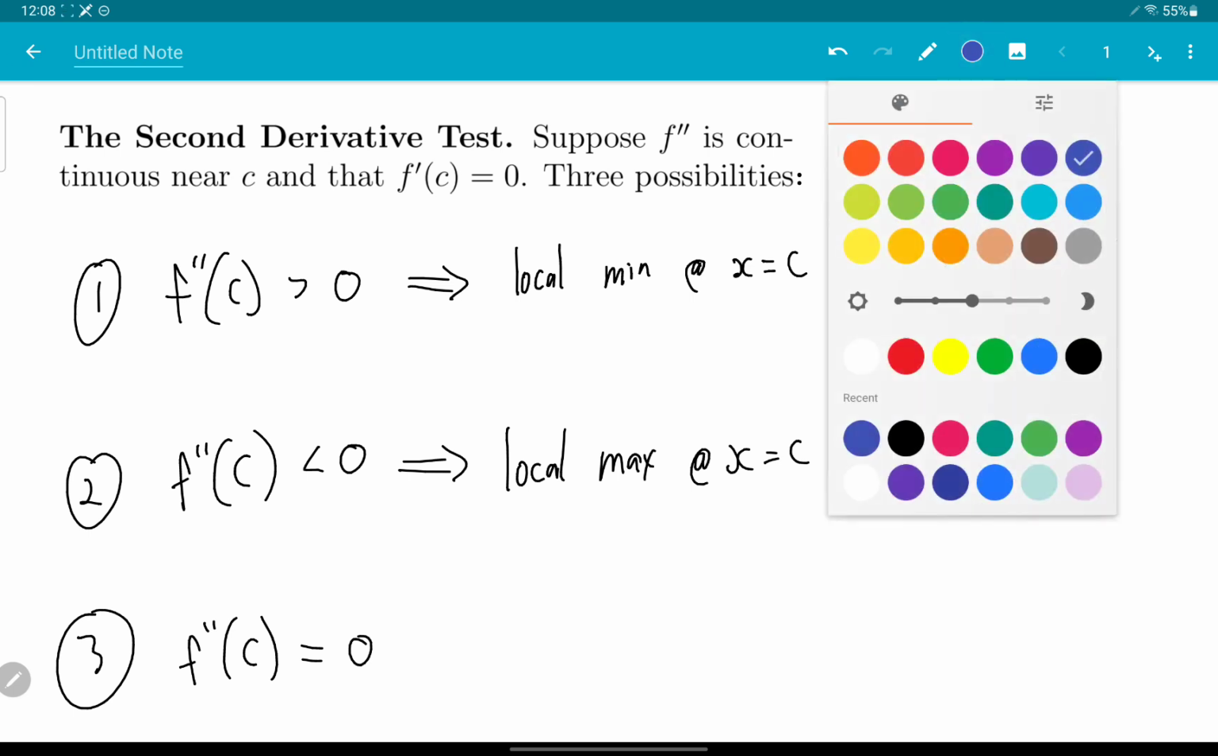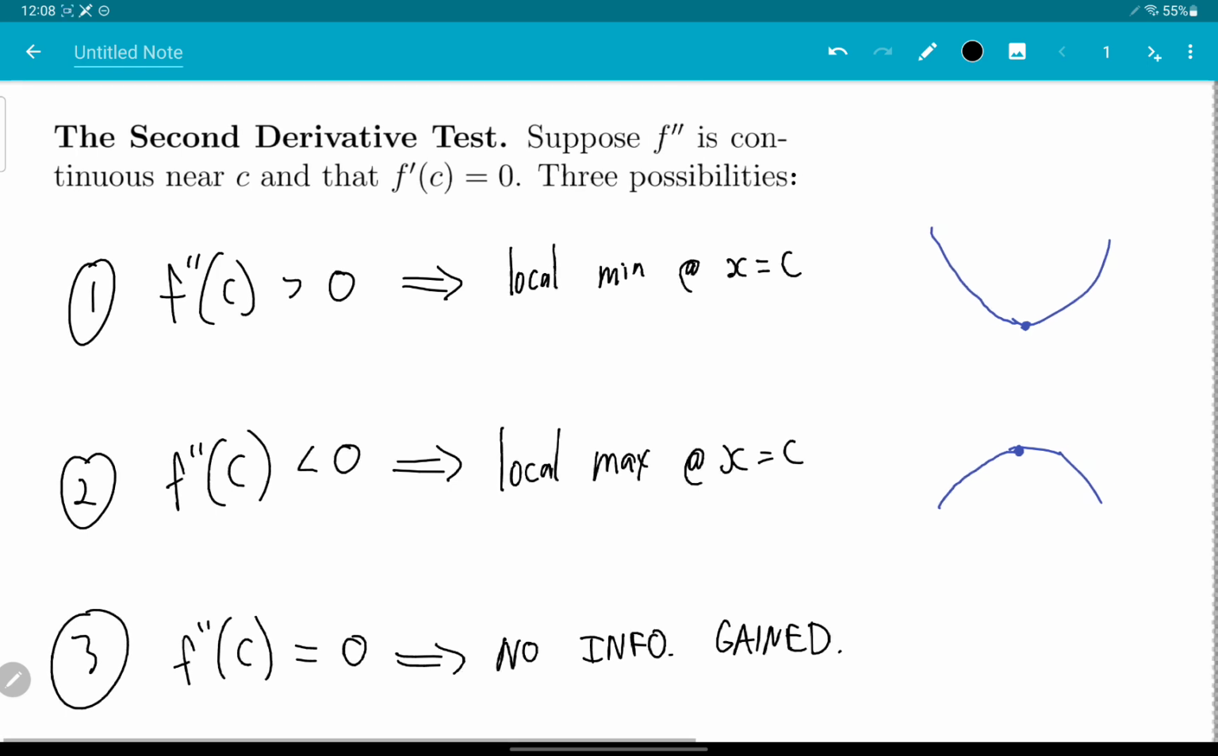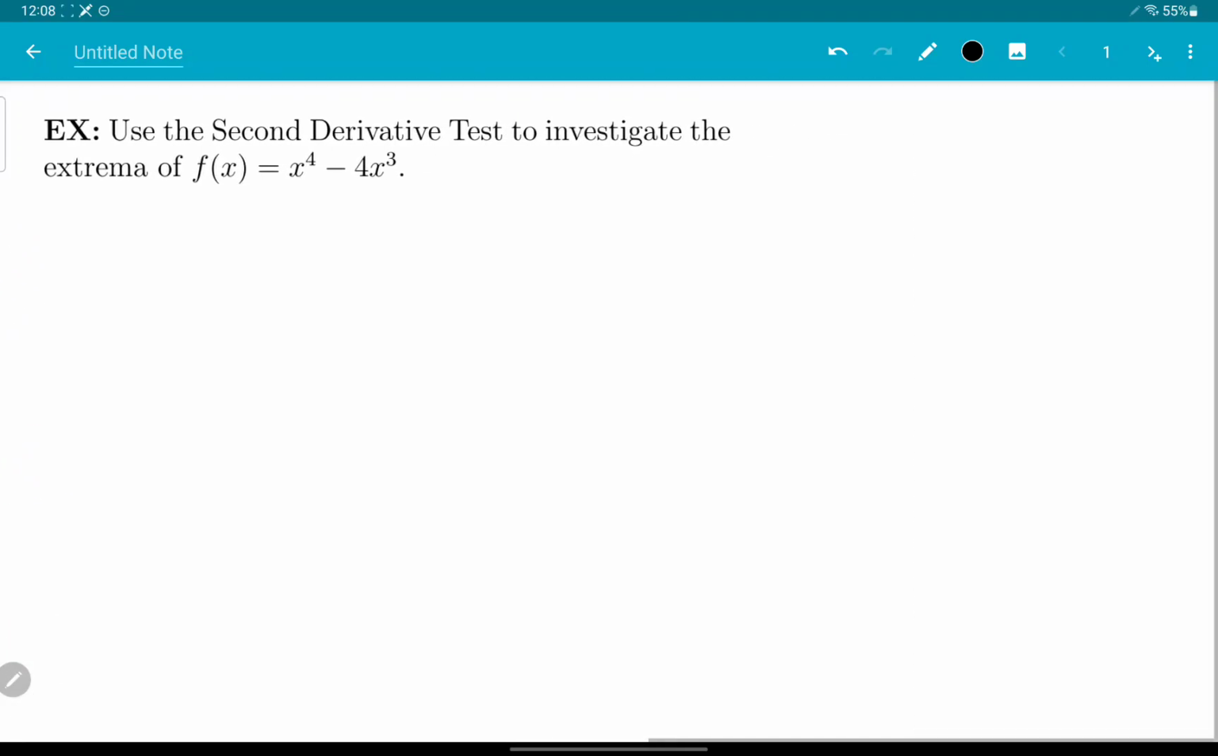now the last case is the bad news case. If f double prime is 0, then we have obtained no information. Okay, so this is called the second derivative test. It gives you a way to test critical numbers to see if they're maxes or mins. And let's see this in action with the following example.